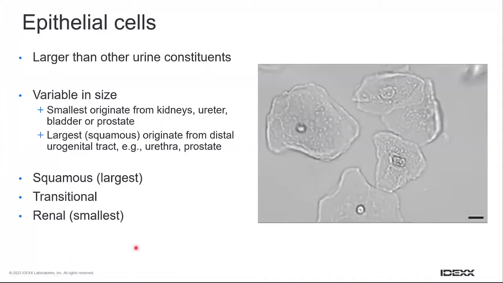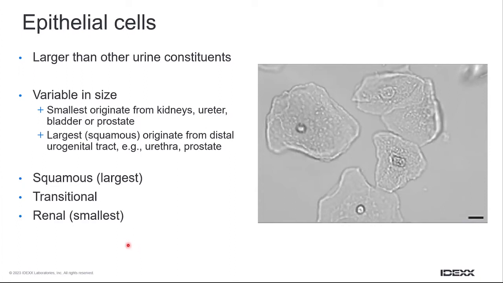Epithelial cells are larger than any other urine constituent. So if you're seeing something large in the urine, something like this on the right-hand side of your screen, there's every chance that's going to be an epithelial cell. But there are various different types of epithelial cell. We can have squamous, which are the largest, transitional, or renal, which is the smallest, with transitional between the two. So they do vary in size.